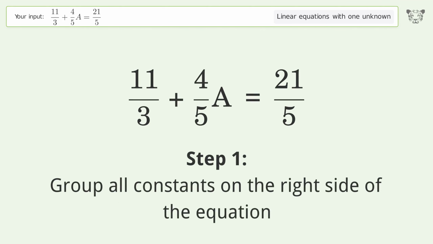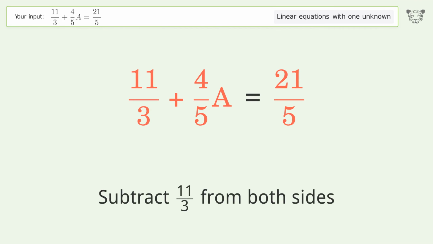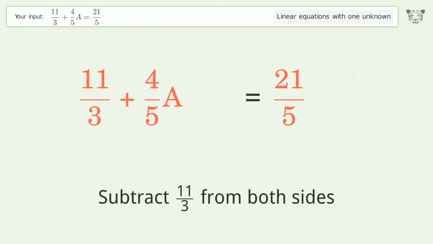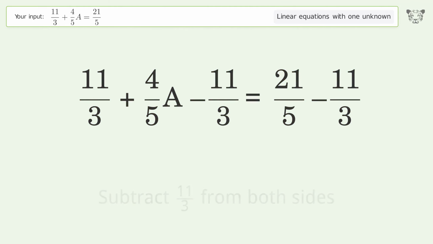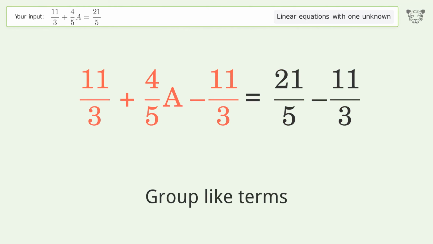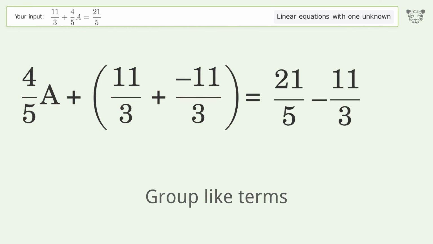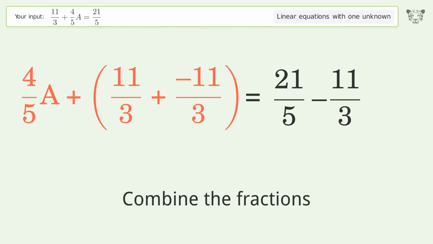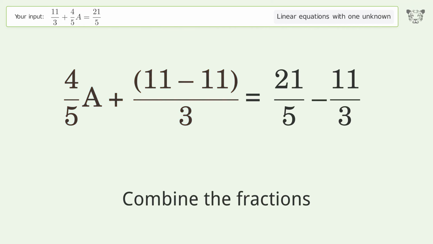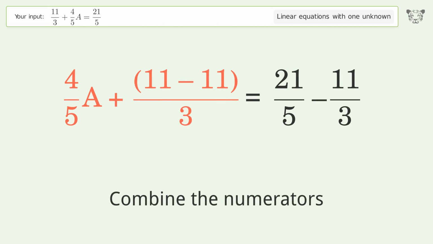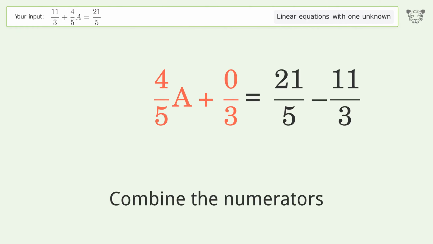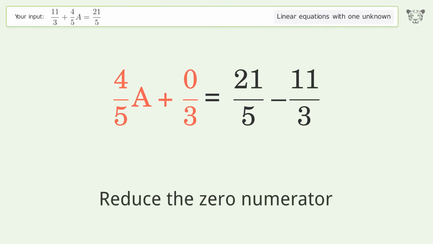Group all constants on the right side of the equation. Subtract 11 over 3 from both sides. Group like terms. Combine the fractions. Combine the numerators. Reduce the zero numerator.